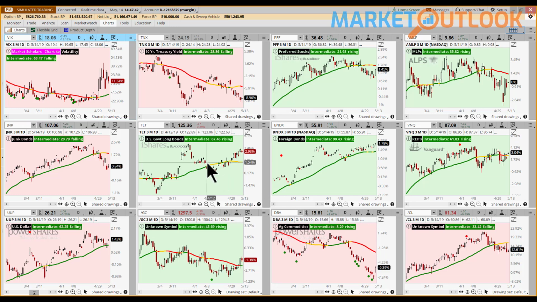In particular, if you look at TLT and BNDX, that's a foreign bond ETF, BNDX. Notice that that's actually breaking to 3-month highs today. So, if you ever hear somebody say, well, nothing's working in the market right now, point them to that. That's actually hitting multi-month highs.